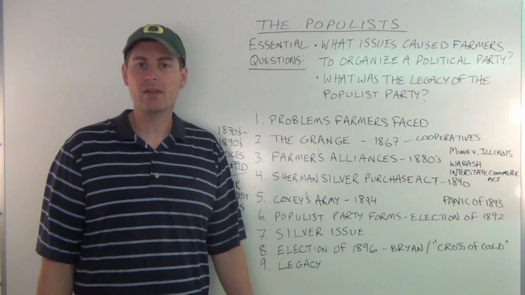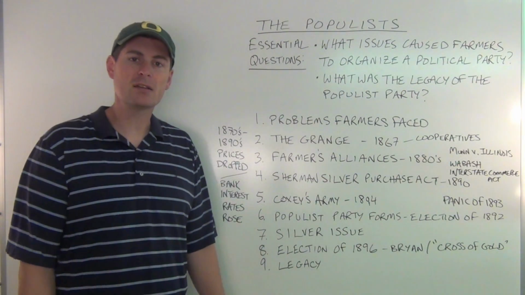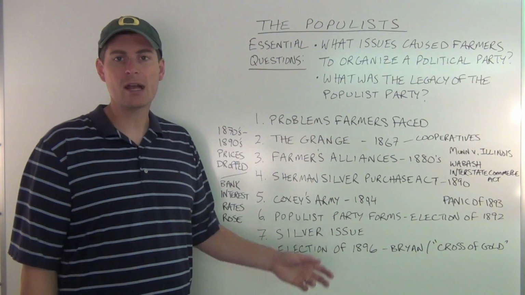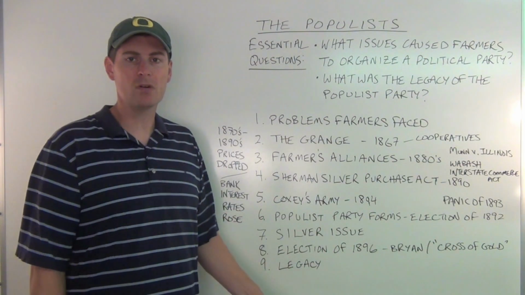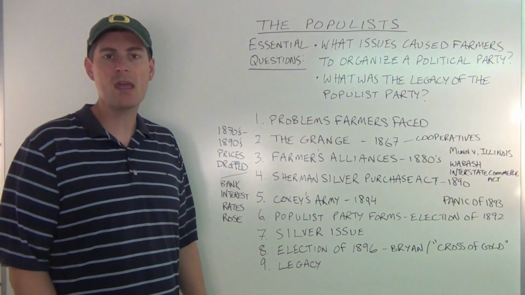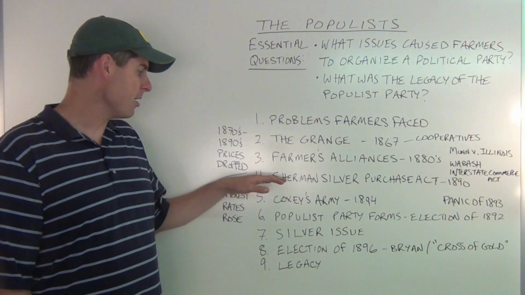Neither of them is as effective as they will be later on, when the Clayton Antitrust Act and the Federal Trade Commission replace the Sherman Antitrust Act. But the Interstate Commerce Act does get better over time. So these are at least efforts where the federal government is recognizing that the behavior of the railroads and the middlemen is not acceptable.